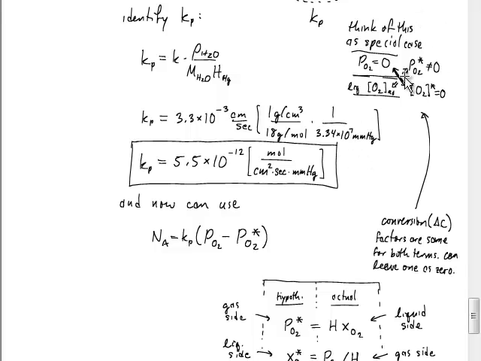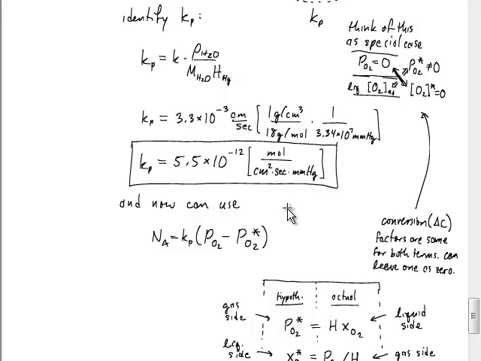You guys can weigh that out on your own. But this is the numerical value that we get. It's 3.3 times 10 to the minus 3 centimeters per second multiplied by this big conversion factor gives me 5.5 times 10 to the minus 12. The units of that are moles per centimeter squared per second per millimeter of mercury.